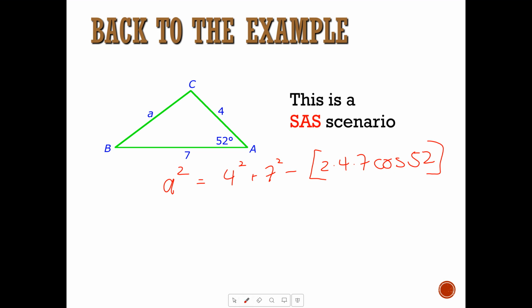Now, don't get bogged down in this problem with, well, b is 4, so 4 has to go there, because 4 squared plus 7 squared is the same thing as 7 squared plus 4 squared. 2 times 4 times 7, same thing as 2 times 7 times 4. The thing that has to be corresponding correctly is that 52, because that's angle A, has to correspond to that A over there, which it does.